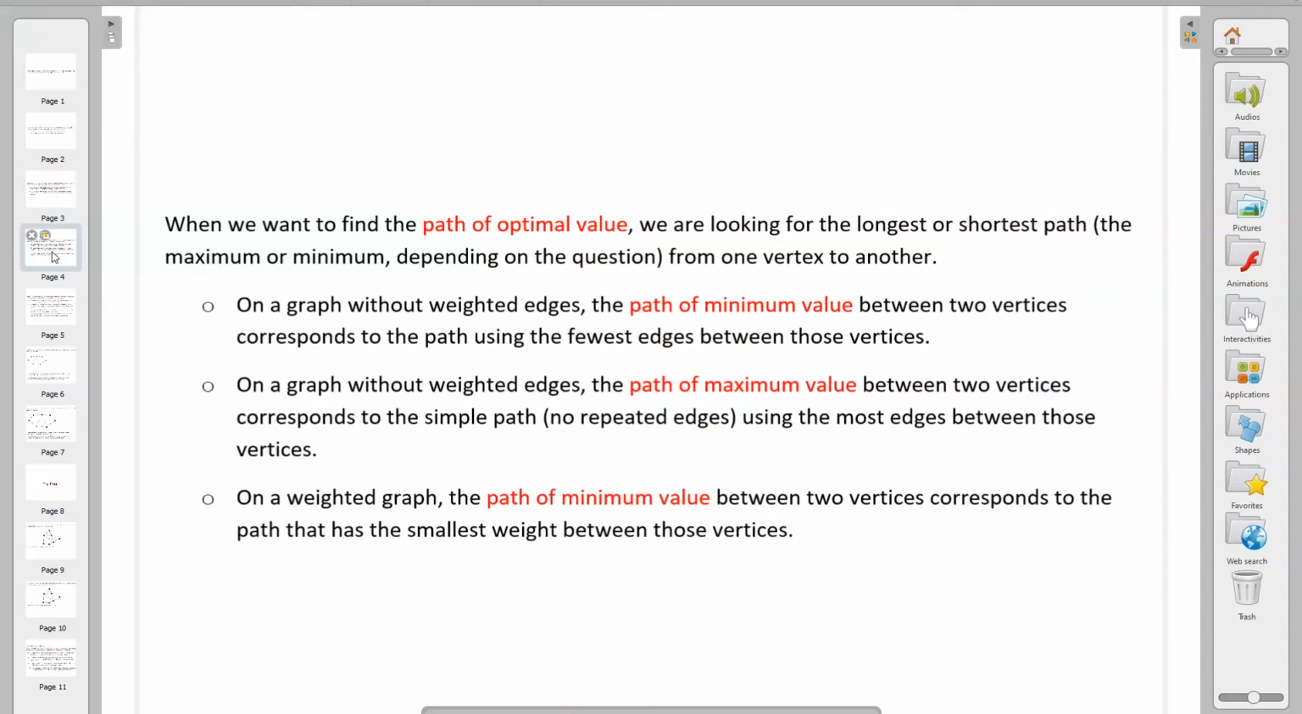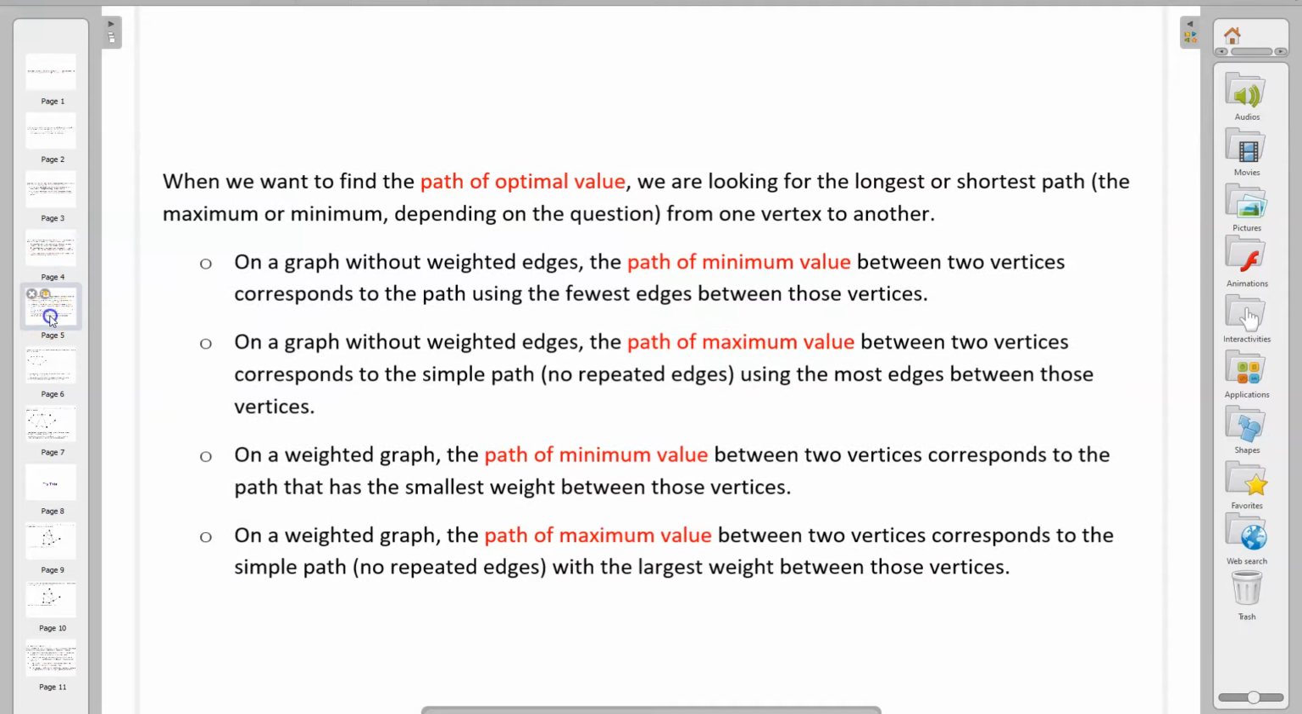If, however, you've got a weighted graph, then the path of minimum value between the vertices corresponds to the path that has the smallest weight of all the edges between those vertices. And again, conversely, the maximum value between the two vertices is again the simple path with the largest weight of all the edges between those vertices.